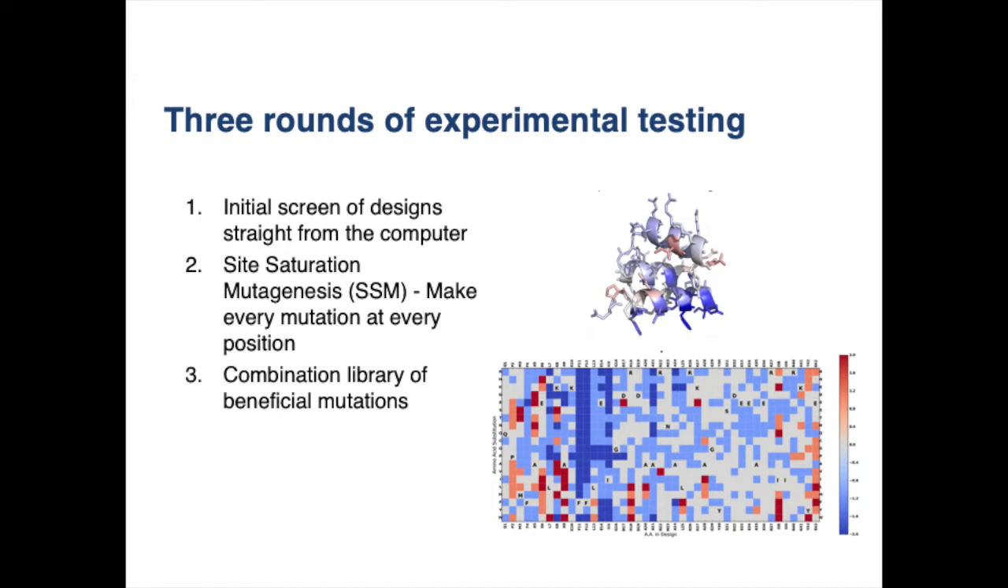The second time, you take those initial hits and do a site saturation mutagenesis library in order to characterize the protein and figure out if there are mutations that could improve it. And the third time, you make a combination library of the beneficial mutations in order to produce a final design that has the best properties that it can have. And this pipeline is pretty good.